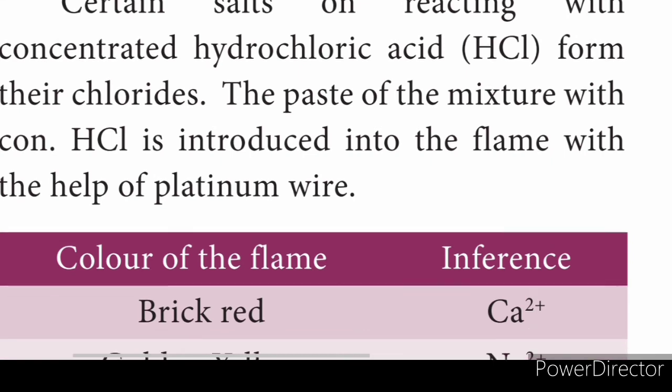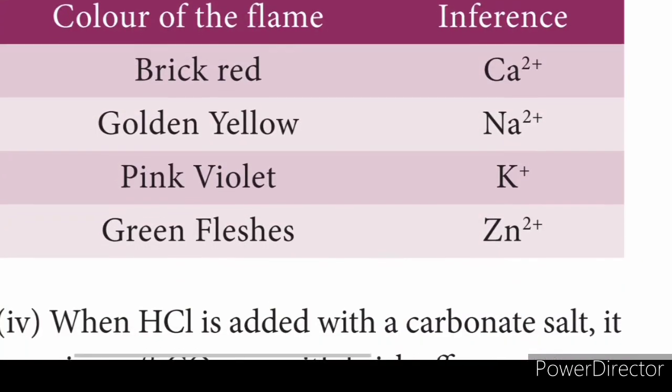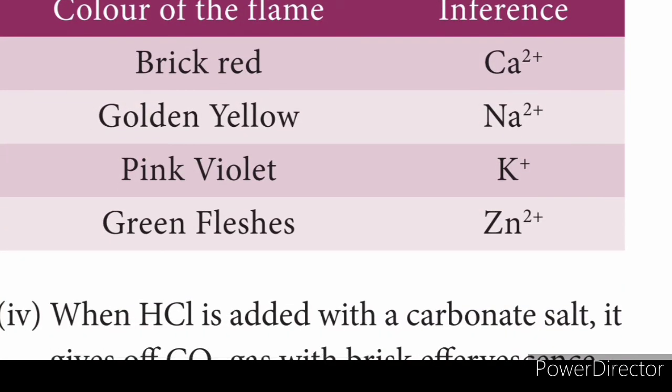Some indications are given here to identify the salt during the flame test: the color of the flame and the inference, that is, what type of salt is present. If it is brick red in color, the salt present is calcium. Golden yellow, sodium. Pink violet, potassium. And green flashes, zinc. So this is the indication table. By using the flame test you can recognize the salt by physically observing the color of the flame.